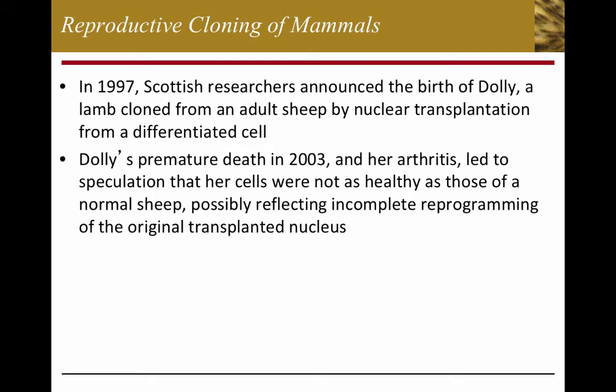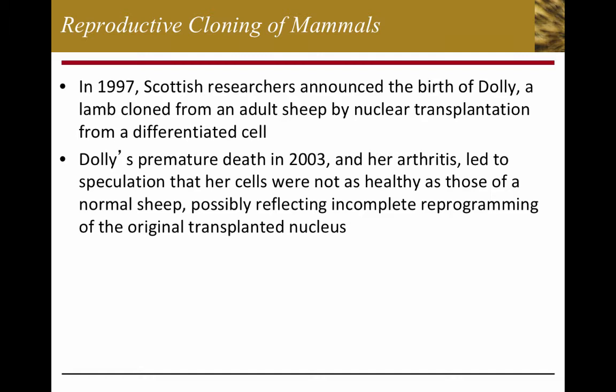Now, what else is cool with recombinant DNA and what they can do? In 1997, and I remember being really young when this came out, young as in just finishing high school, the birth of Dolly was announced. And Dolly was the first animal that they've cloned, and they've been able to clone other things. So basically, Dolly was a lamb cloned from an adult sheep by nuclear transplantation from what's known as a differentiated cell.